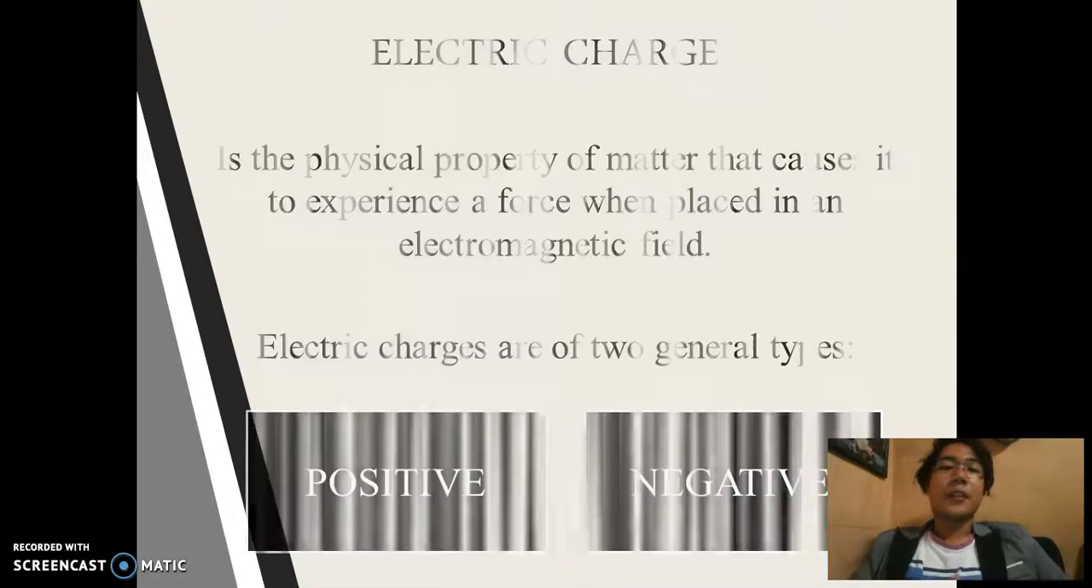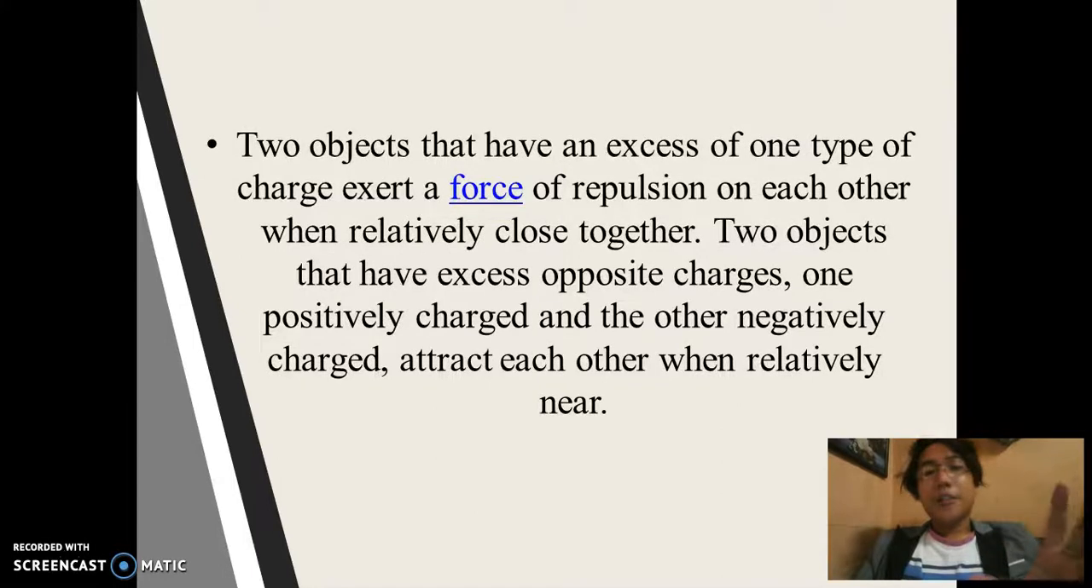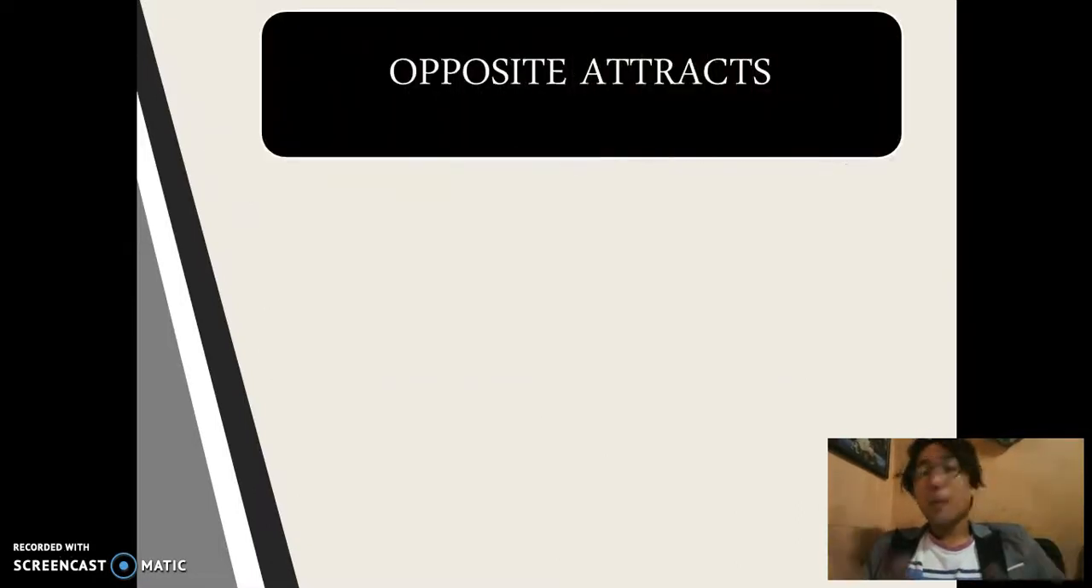Positive and negative are the two general types of electric charge. Two objects that have an excess of one type of charge exert a force of repulsion on each other when relatively close together. Two objects that have excess opposite charges, one positively charged and the other negatively charged, attract each other when relatively near. That is what we call the relative distance. Near, yet so far. So opposites do attract. Am I right, ladies and gentlemen?